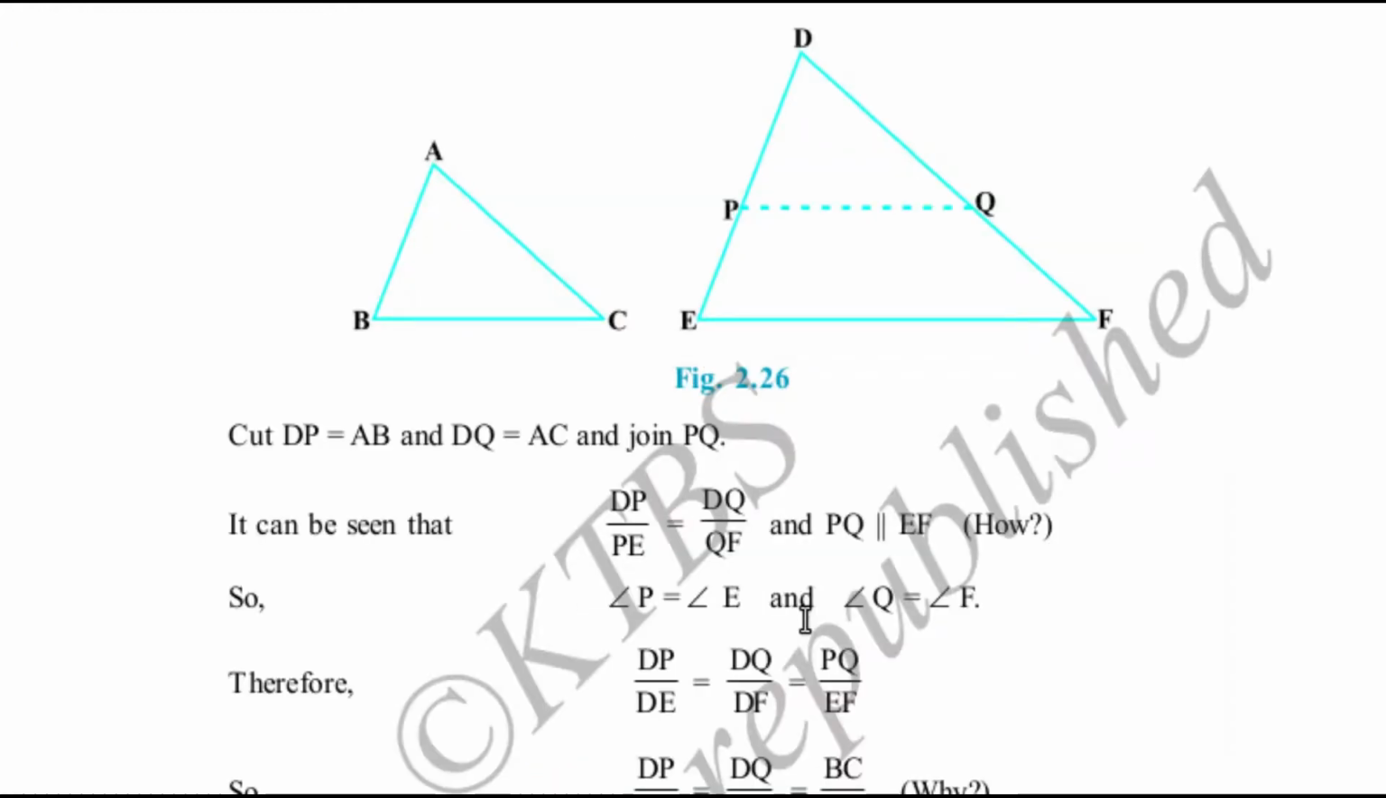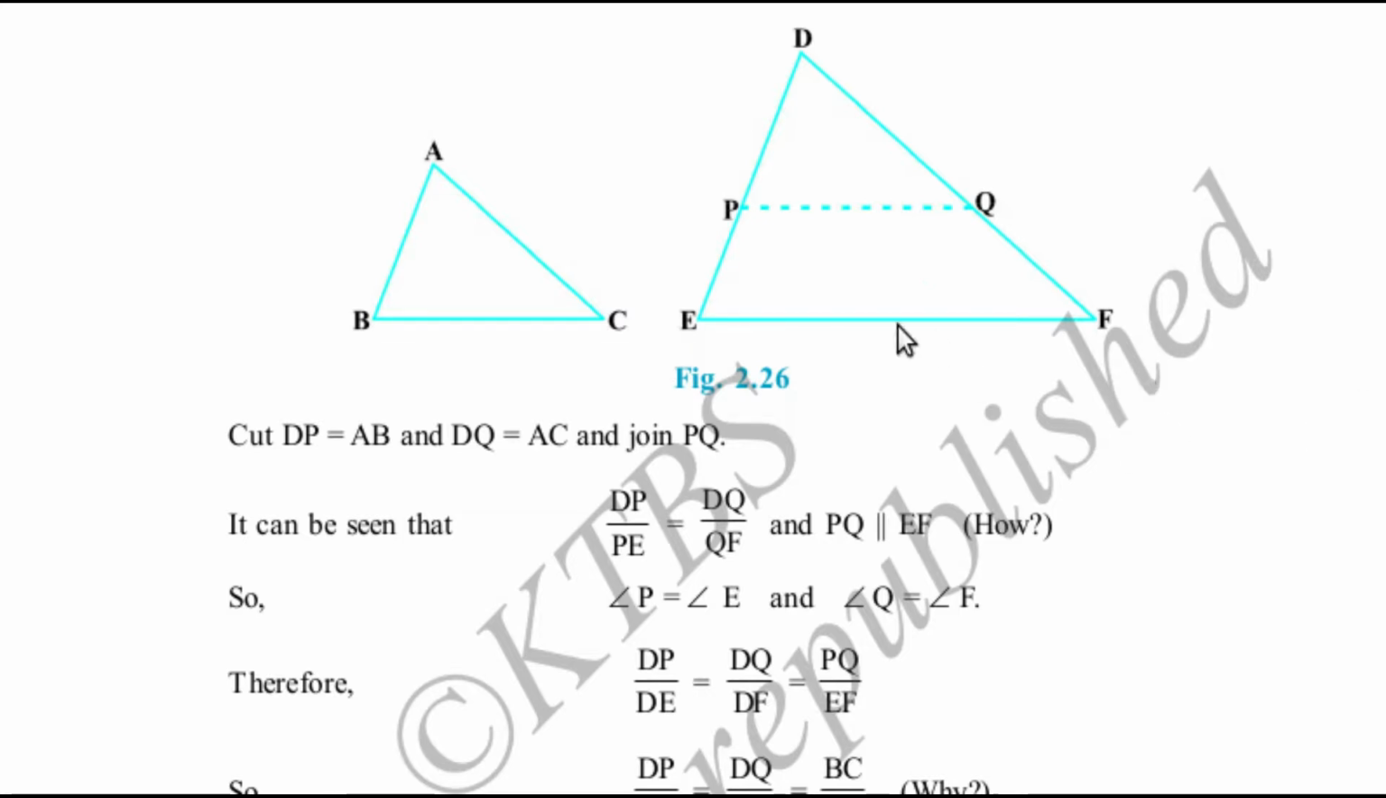Now let us start proving our statement. We will cut the triangle DEF such that the length of DP is equal to the length of side AB and DQ is equal to the length of side AC. Here we can notice that the length of DP by PE is equal to DQ by QF. This follows the basic proportionality theorem, and PQ is parallel to EF.